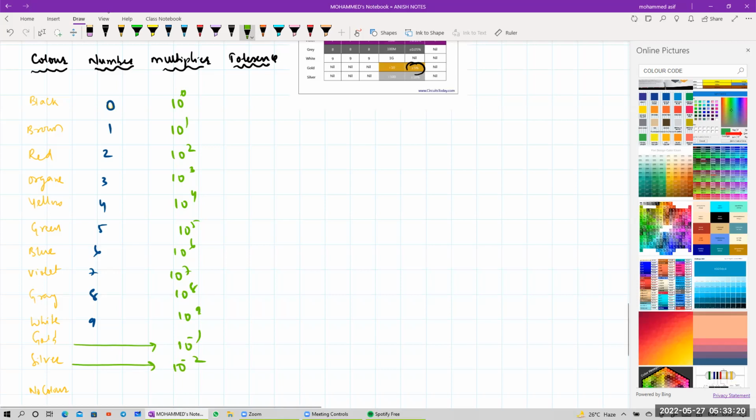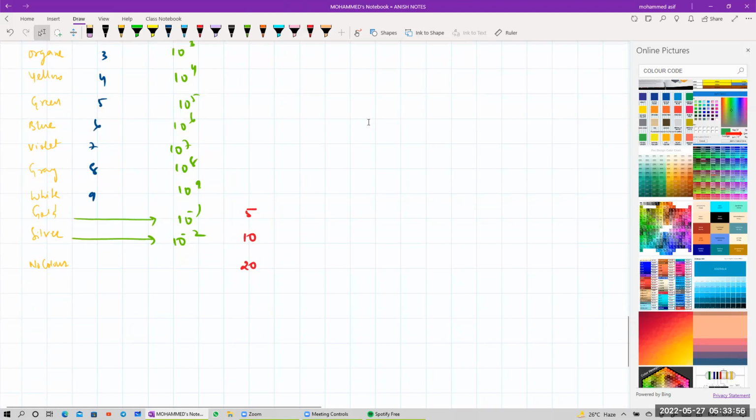Okay, madam? And tolerance, yes, for the tolerance, for the gold, the tolerance is 5%. And for silver, it is 10. When no color is given, you should take it as 20. Clear, beta? Yes sir. He'll be asking the questions based on this one, but you need to practice this one regularly. Okay? Sure. Next one.